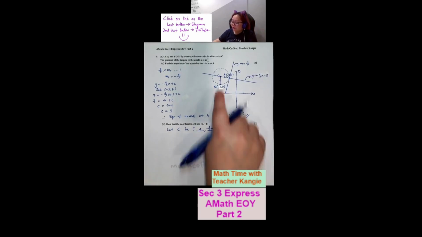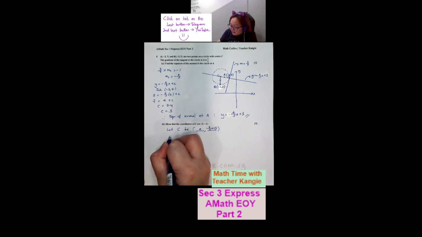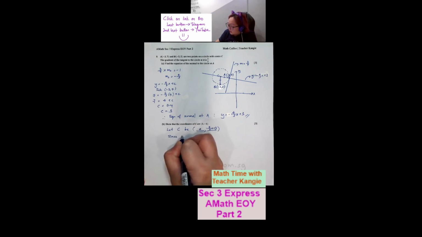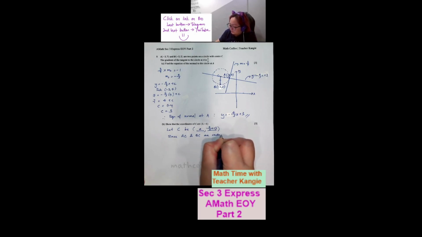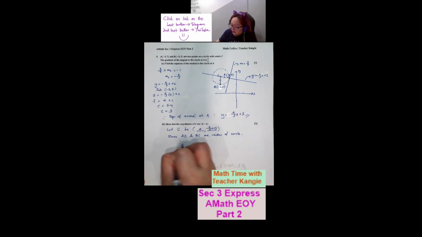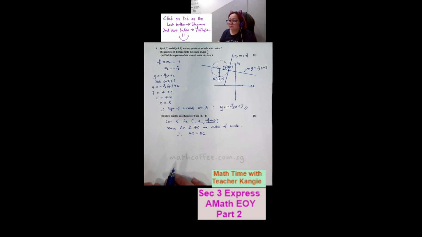Now I want to make use of the radius. Remember, just now I said that since AC and BC are radii of the circle, therefore AC equals BC. And based on this information, we're going to form AC the length as well as BC the length, and then after that solve the equation. Remember just now we used a similar formula. So now AC, I'm going to put the square root.